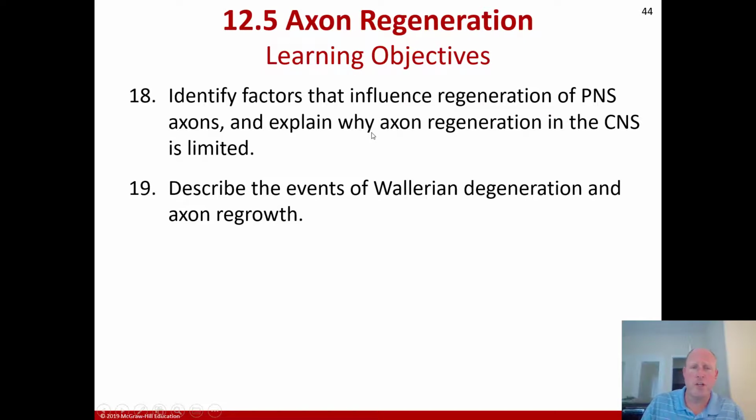And our final little section here for the basic structure and generalized function, then we have much deeper components to overall function in our final sections here for chapter 12. But here we're talking about axon regeneration. You should be able to identify the factors that influence regeneration of PNS axons and explain why axon regeneration in the CNS is limited. Describe the events of Wallerian degeneration and axon regrowth.